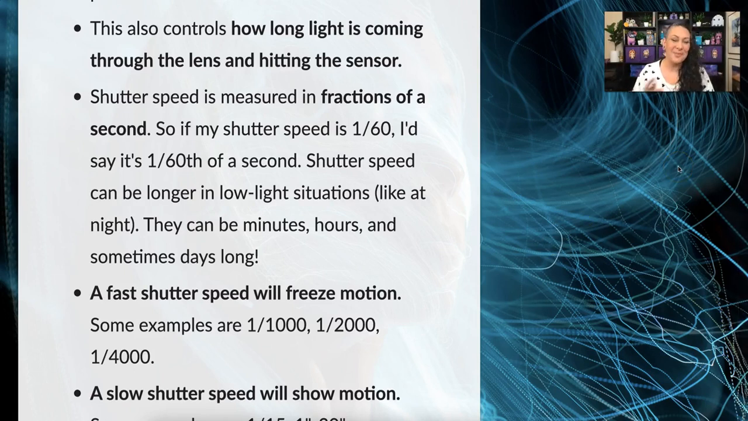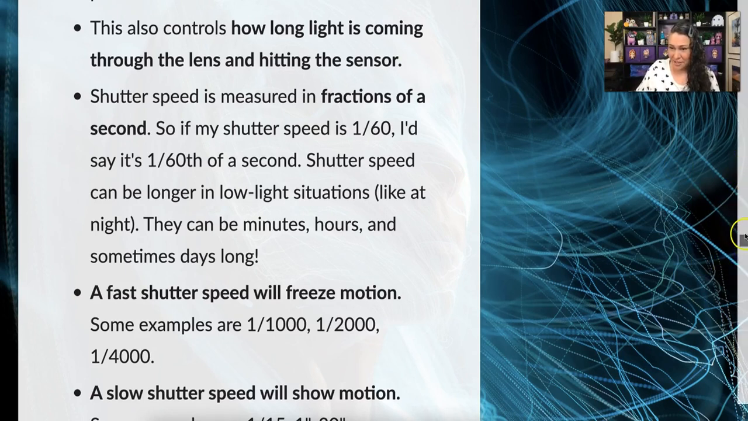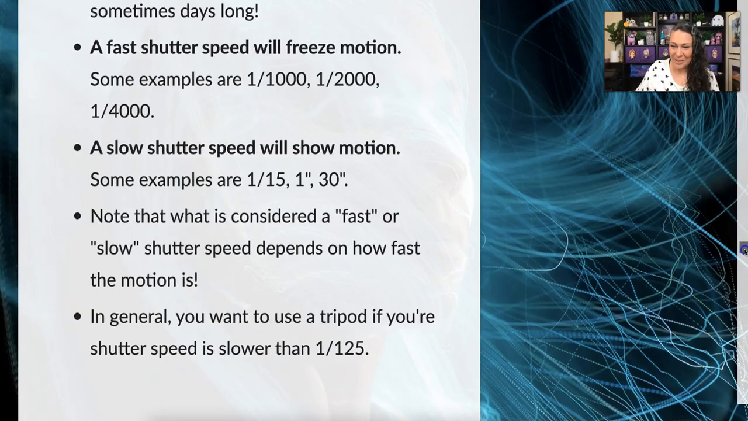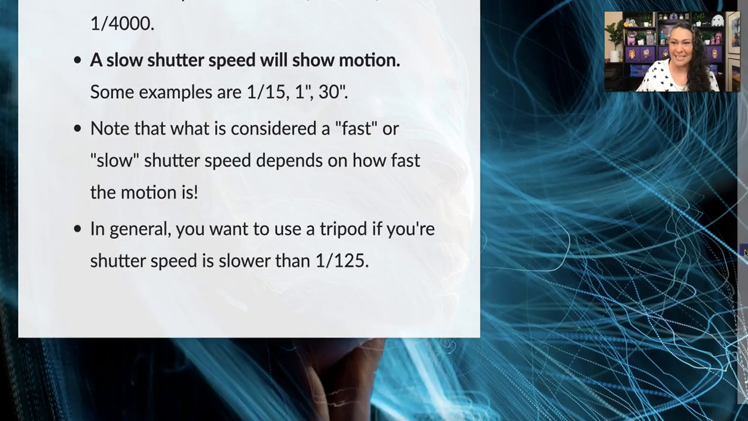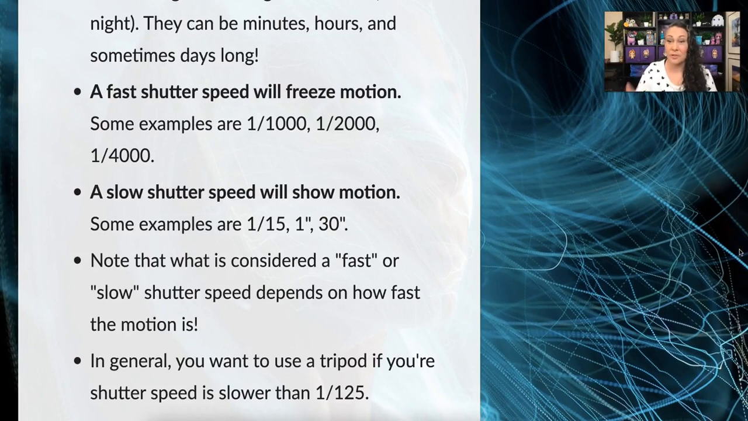So anyways, moving on. A fast shutter speed will freeze motion, as I've said, and I'm going to continue to say that over and over again because I want it to get stuck in your head. A fast shutter speed will freeze motion. Some examples of a fast shutter speed are 1/1000th of a second, 1/2000th of a second, 1/4000th of a second. When you're seeing photos of a dancer in midair, that's usually a really fast shutter speed.